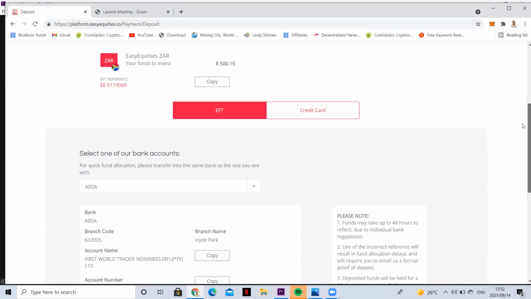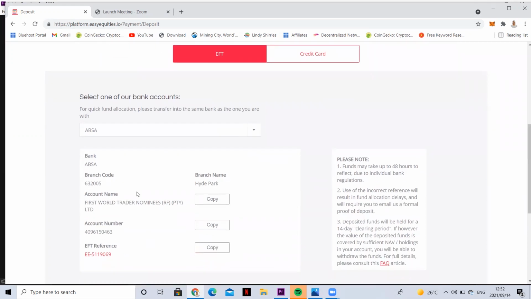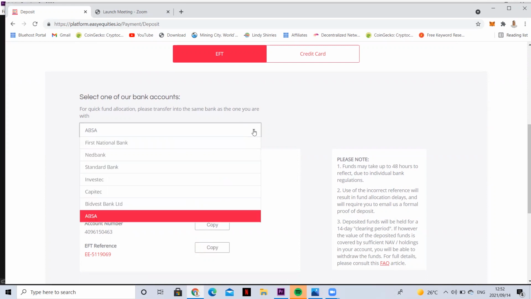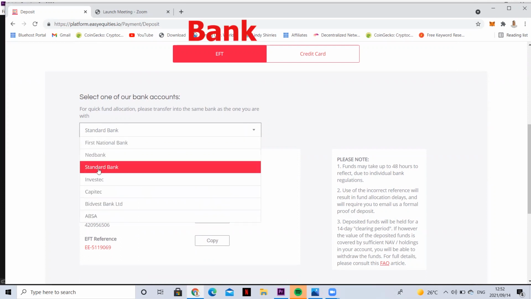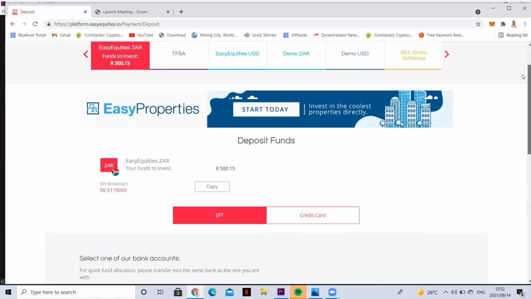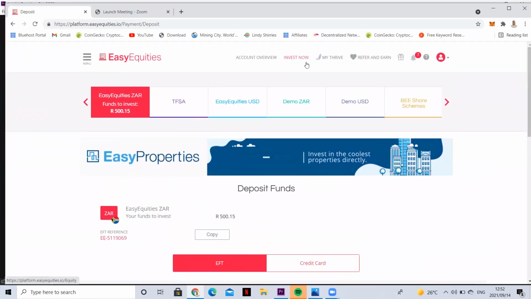So you get the banking details. This is the banking details that you can use, and just select the account that you are using. So if you are using Standard Bank, you select Standard Bank and only deposit to a Standard Bank account. So this is simple, especially if you want the money to reflect immediately. Use the account that you are using, and these are the accounts that you can use: Nedbank, Investec, Capitec as well. So after depositing the money, you are ready to buy.